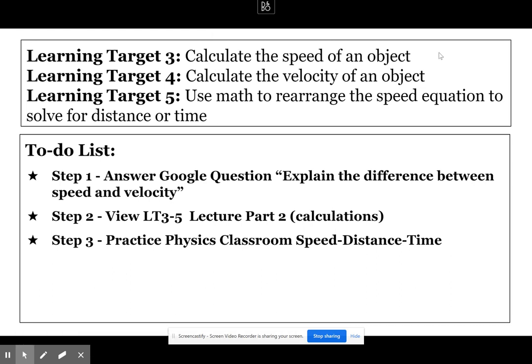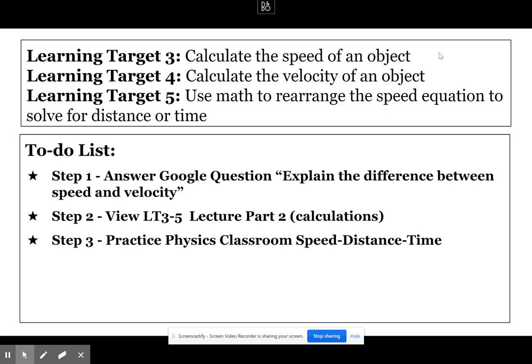So just like yesterday, today's part 2 of the lecture. So we're working towards the same learning targets of I can calculate the speed of an object, I can calculate the velocity of an object, and learning target 5, I can use math to rearrange the speed equation to solve for distance or time. So step 1, you should have already answered the Google question, explain the difference between speed and velocity. And now step 2 is to watch this lecture and go through the calculations.